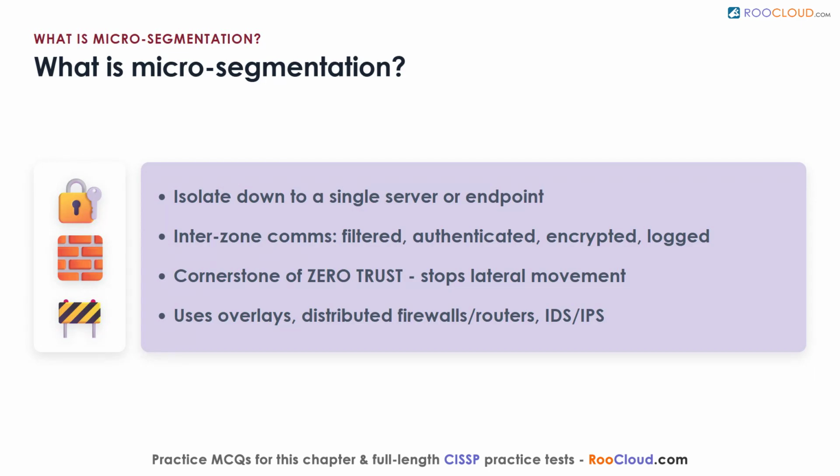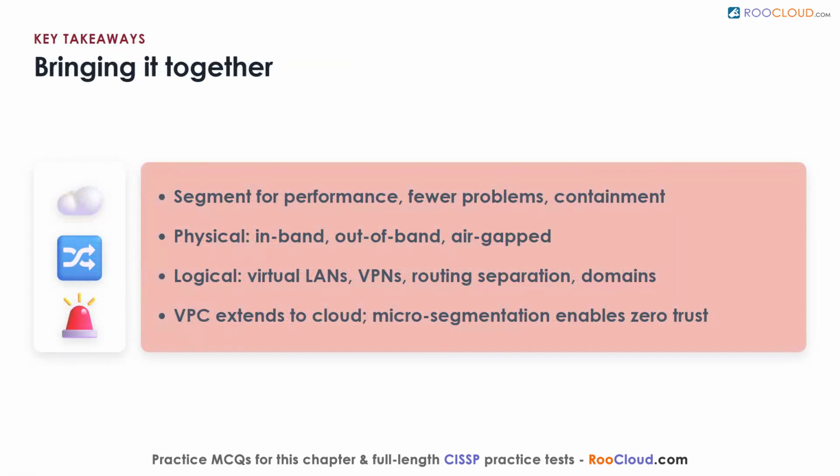It is supported by techniques like network overlays that stretch segments across distance, distributed firewalls and routers placed close to each workload, and detection systems watching every junction. Think of giving each critical room its own guard, its own lock, and its own camera, rather than trusting one perimeter fence. So let's bring it together.